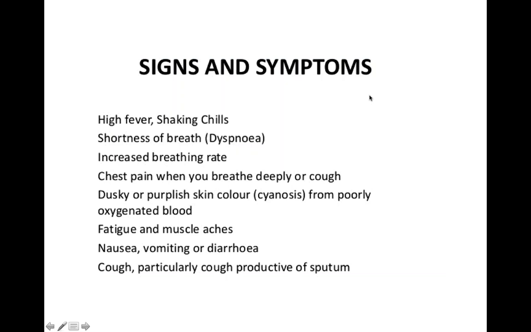So these are the signs and symptoms of pneumonia. How will the patient present to you? We have typical and atypical pneumonia, I will come to that. The patient will come to you with high fever, chills and rigors, and shortness of breath, dyspnea. Why? Because there is presence of fluid, so there won't be any gas exchange. Anything that happens to the lungs causes dyspnea. Tachypnea will also occur. Chest pain is typical in case of typical pneumonia.